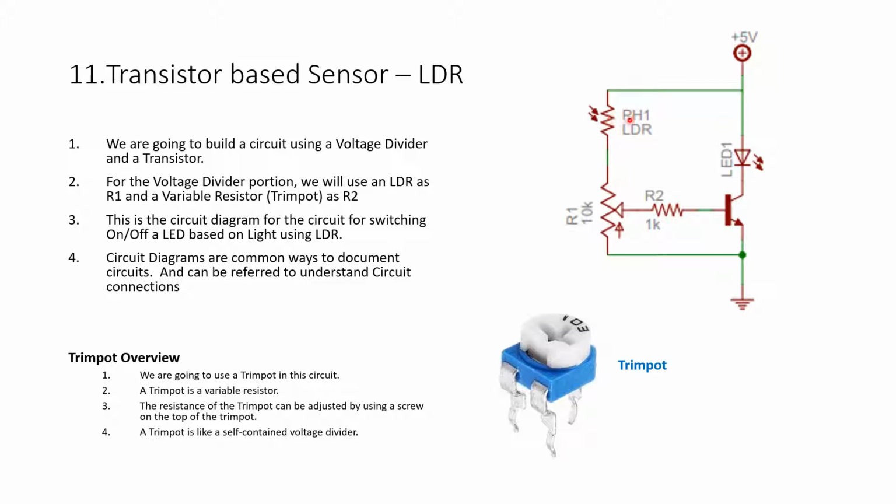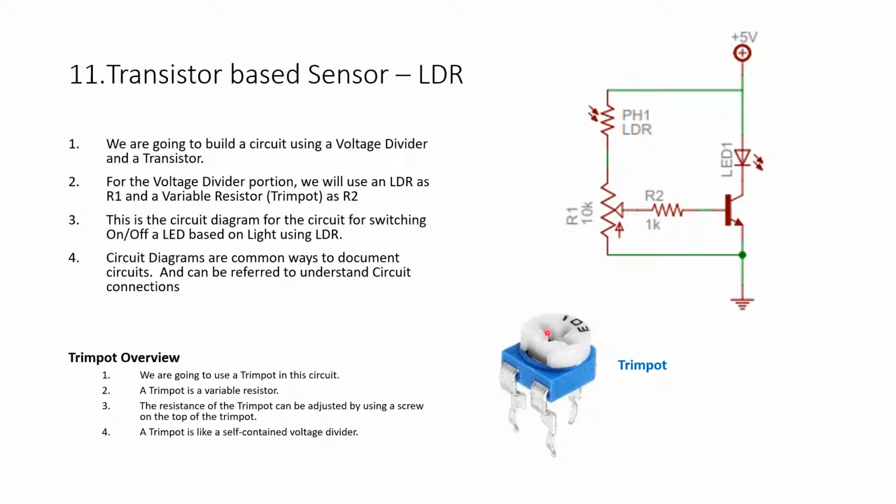Because we don't know the resistance of the LDR, we have a variable resistor here. The resistance of the LDR and the top resistance part of the trim pot, meaning the resistance between one leg and the middle, will be considered as R1, and the resistance between the other leg and the middle of the trim pot will be considered as R2, and this will be the output voltage produced here.